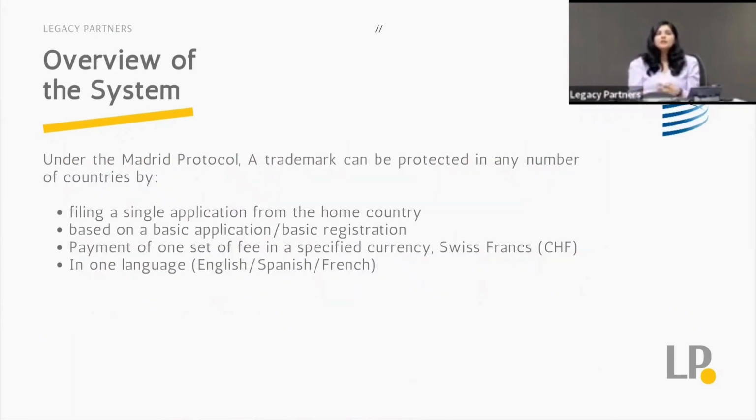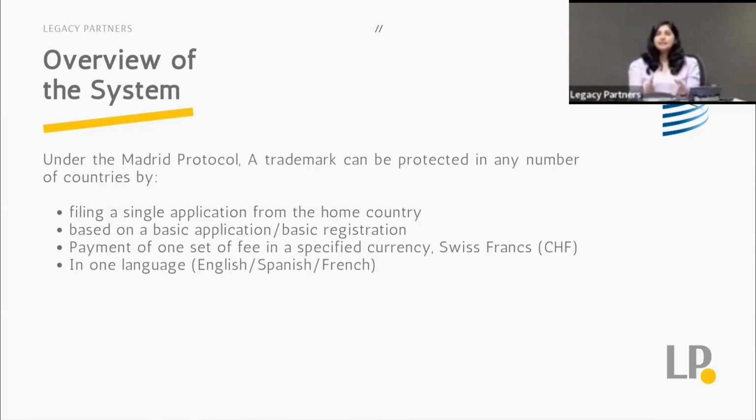Okay, so let's break down the overview of the system to better understand the protocol, right? A trademark can be protected in any number of member countries, the countries which have accepted the protocol, by filing one single application from the home country based on a basic application or basic registration, with payment of one set of fees, and in any of these three languages. So let me explain this with an example, right?